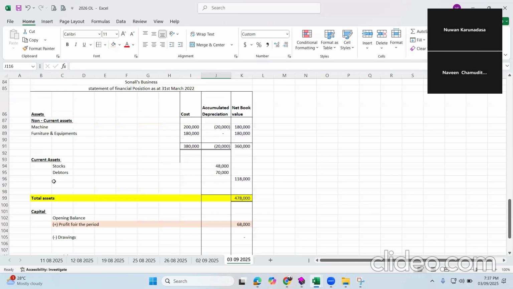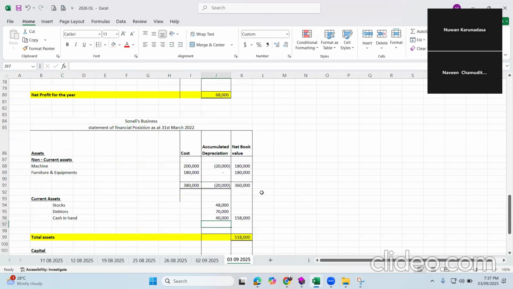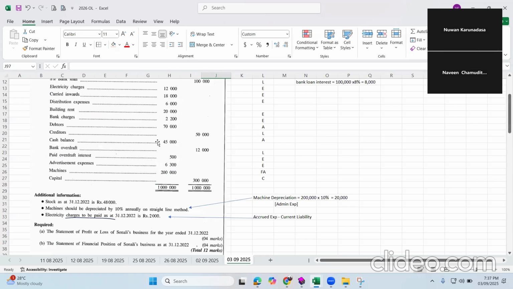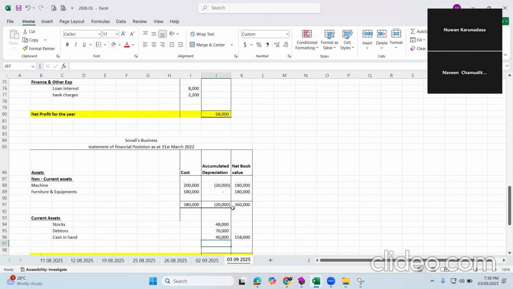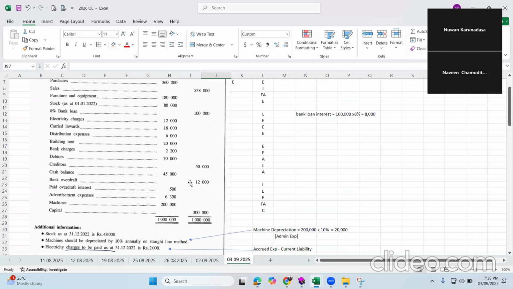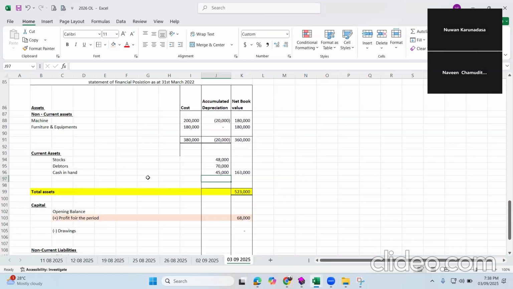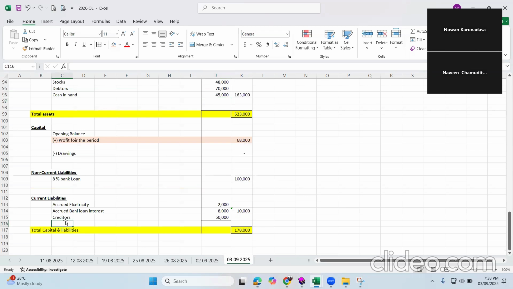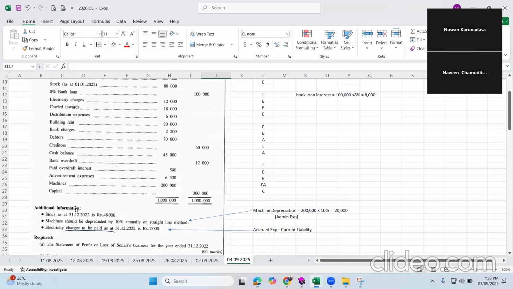It's a current asset. Cash in hand 40,000. No, the cash balance is 45, very sorry. 45,000. Cash in hand 45,000. Bank overdraft, current liability, 12,000. It's here. Bank overdraft 12,000, current liability.